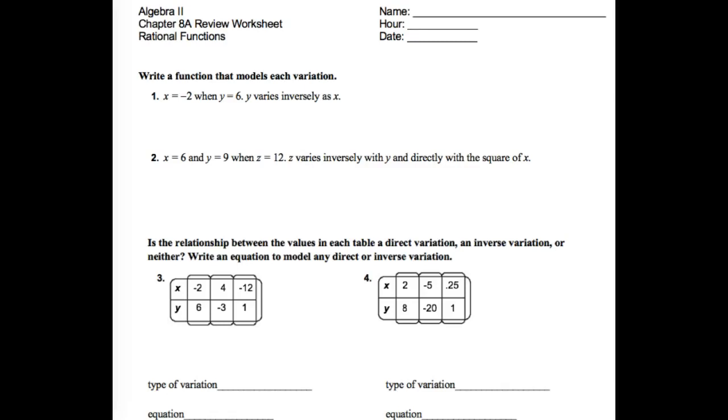We are looking at reviewing, starting at the beginning of Chapter 8. We've talked about different types of variation. So before we start, what is the basic equation for direct variation? Y equals k times x, okay? And then inverse variation? Y equals k divided by x. Yes? Okay.